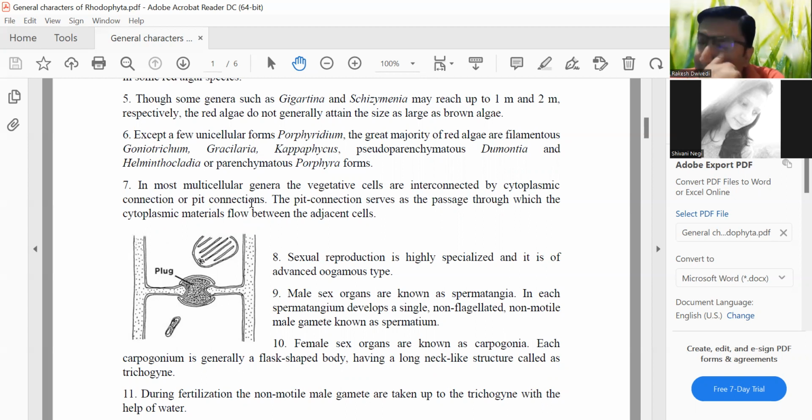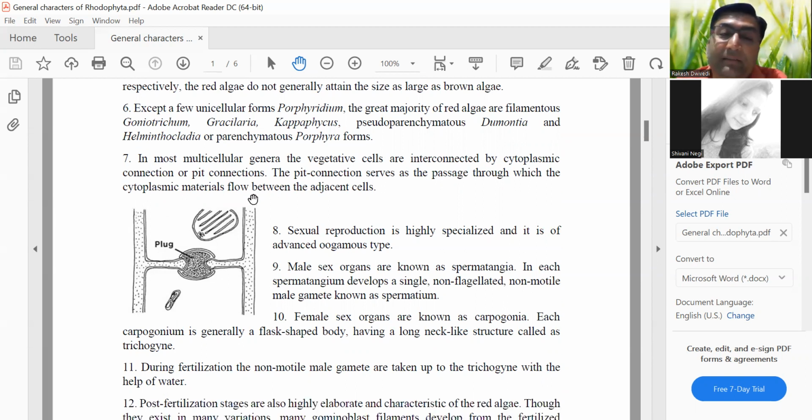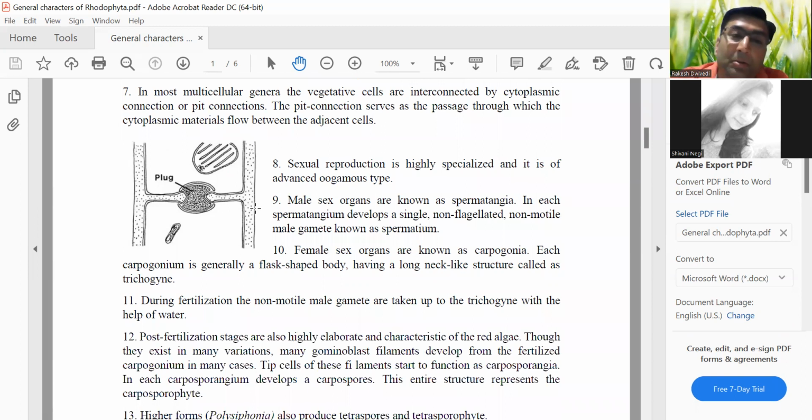And this pit connection serves as a passage for the cytoplasmic material to flow between the adjacent cells. This is found only in red algae, not in any other group of the algae. This is the important characteristic feature of the red algae.